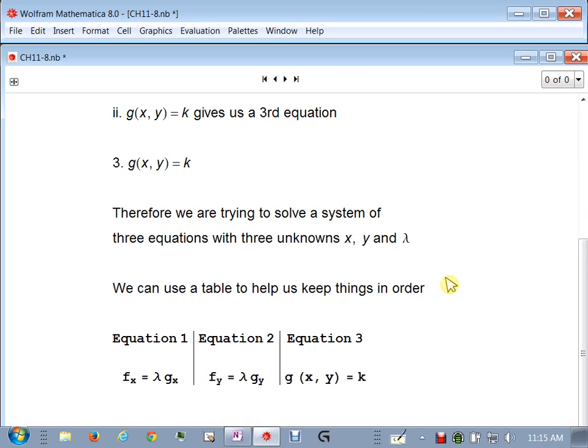So what it's going to equate to is us creating three equations and trying to solve them. Is that a question? Yes. It has to be given. It has to be given in the problem.